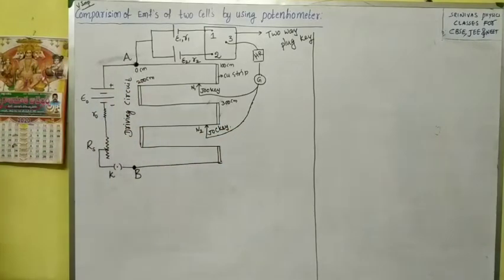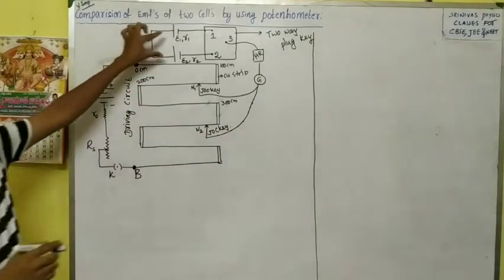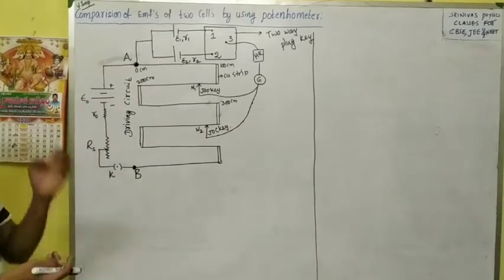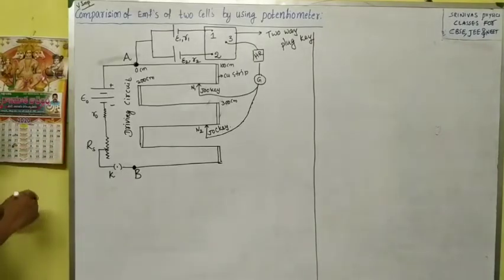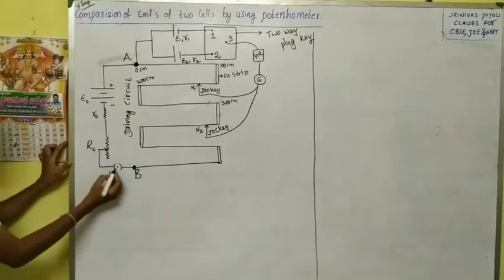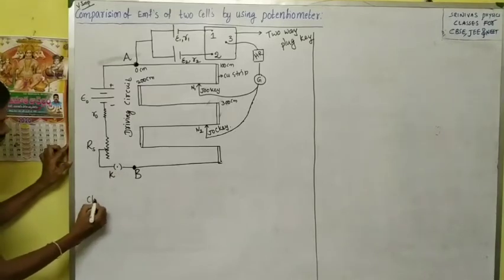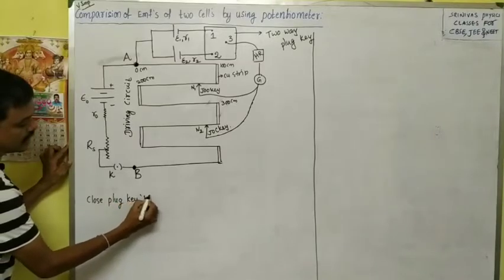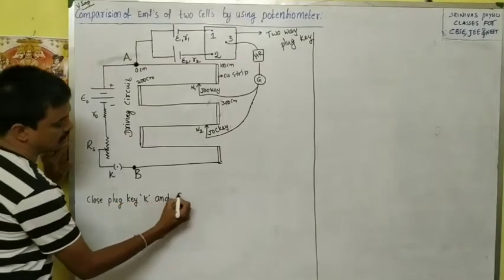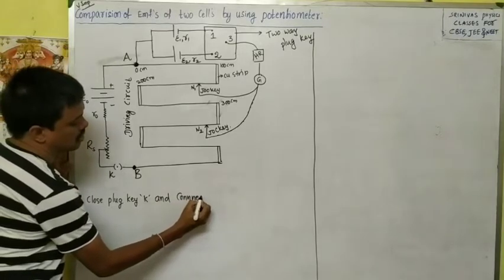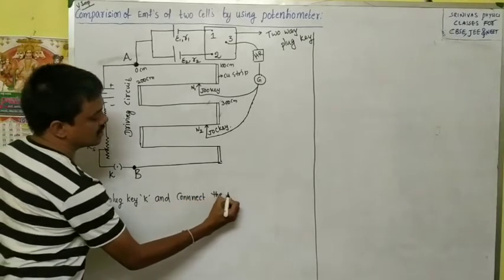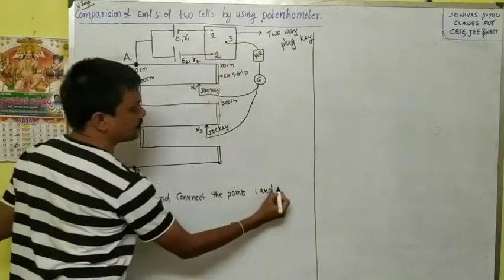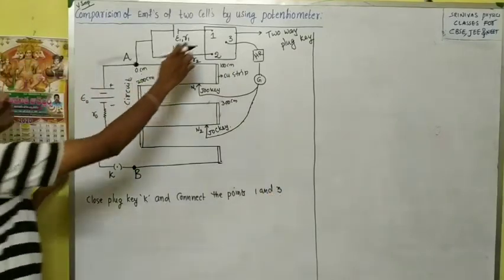Let us see how we can compare the EMFs of these two cells by using this potentiometer. For that, listen very carefully, it is very easy also. First we have to close the plug key K and connect the points 1 and 3. Here 1 and 3 are connected.